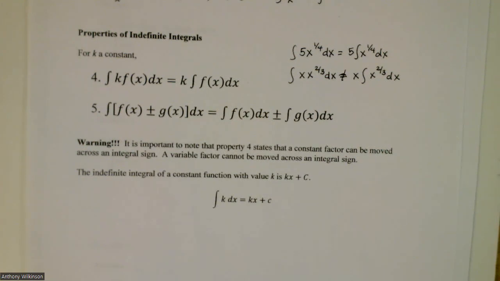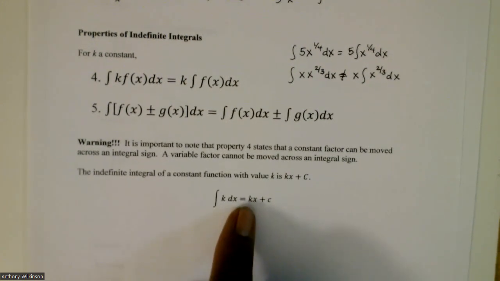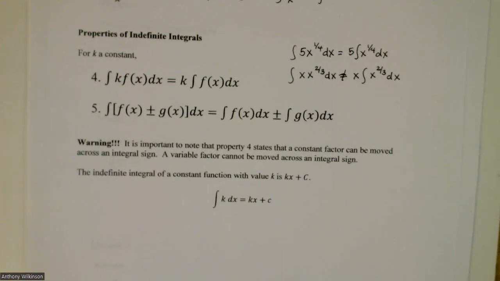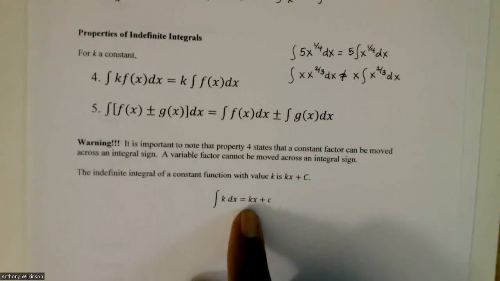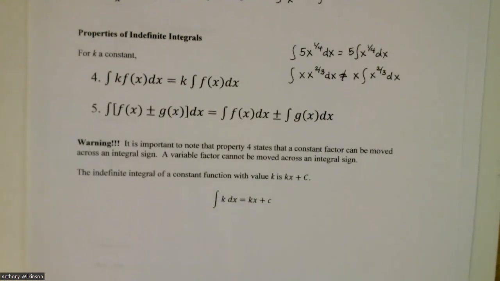And also, the indefinite integral of a constant function with value k is k times x plus c. So if I take an integral of a constant with respect to x, here I bring the constant over and just include the x. So it'd be k times x plus c. And if you take the derivative of k, some constant times x, it'll be that constant by itself. Okay, so do keep that in mind.